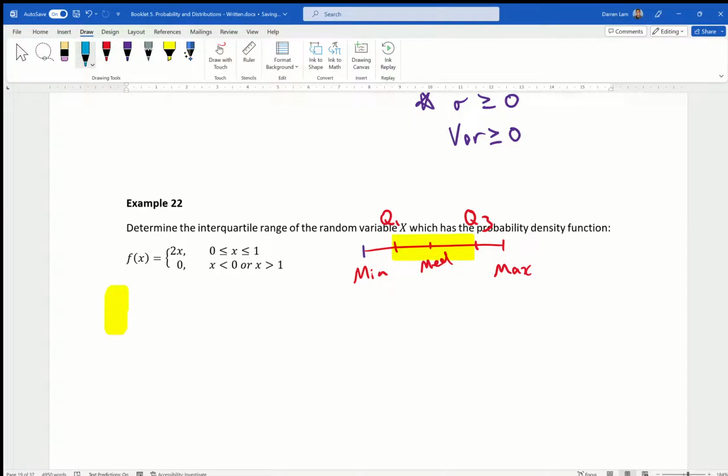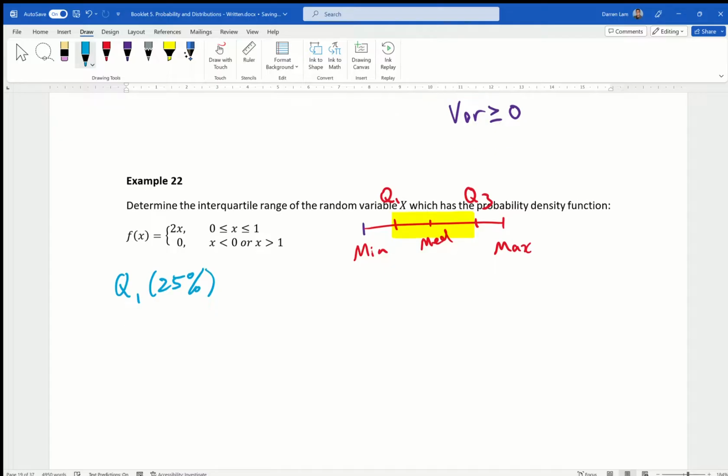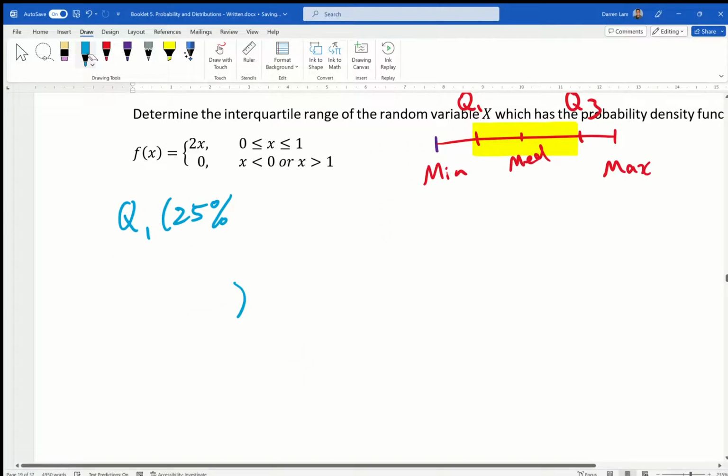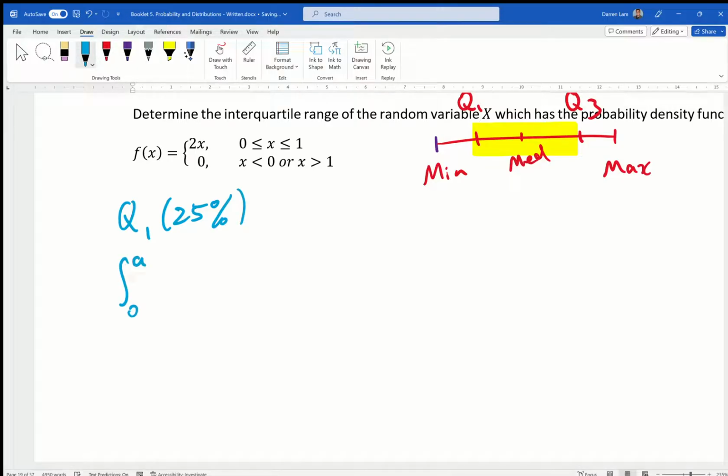So let's find Q1 first. So the first 25%. This is applying the same principle as the median equation. I'm just picking a letter, right? A is not conventional or anything like that. I'm just picking a letter from 0 to a of 2x dx equal to 0.25. 25%, we're saying the first 25% of data. Essentially, the value for this will give me from here to here.